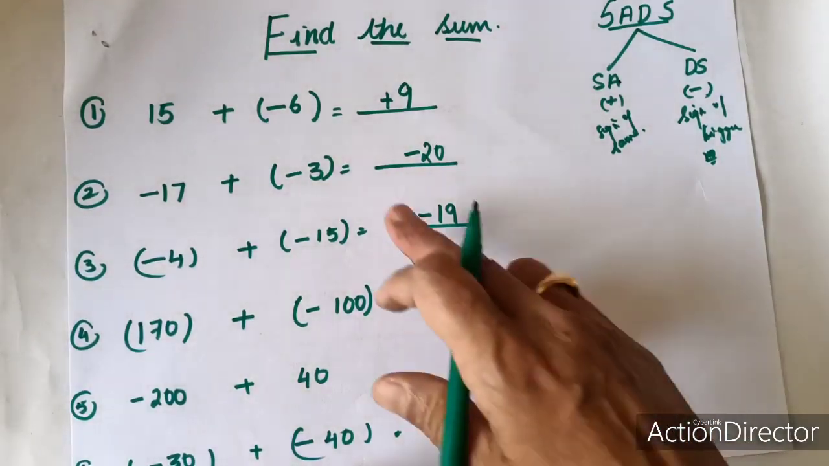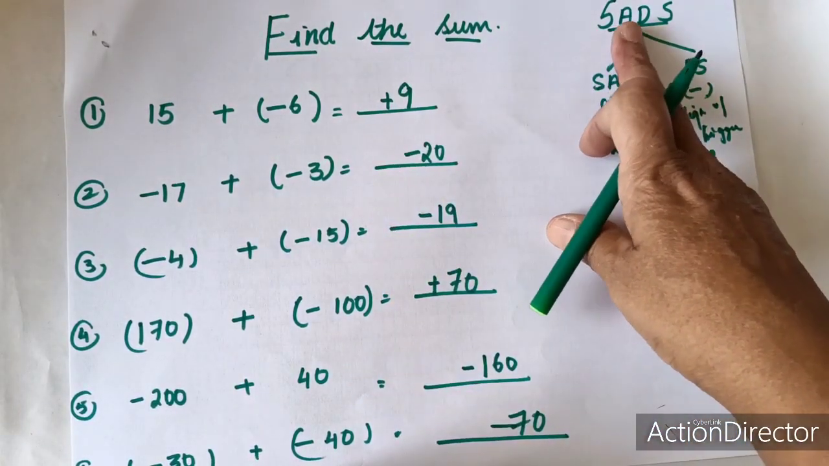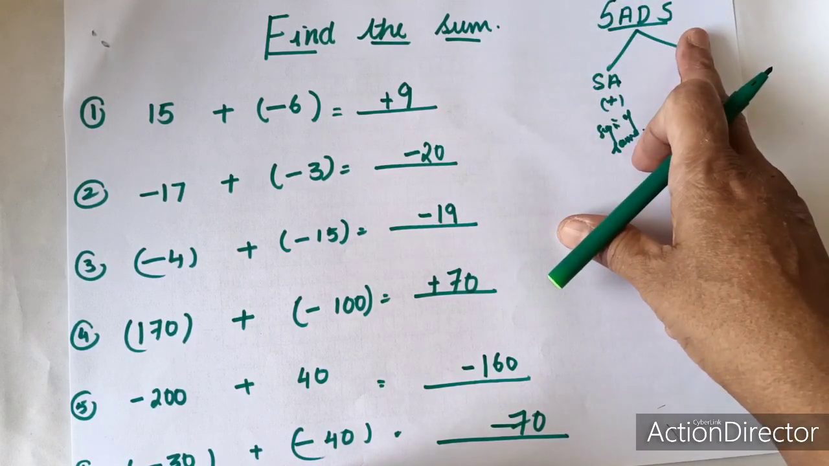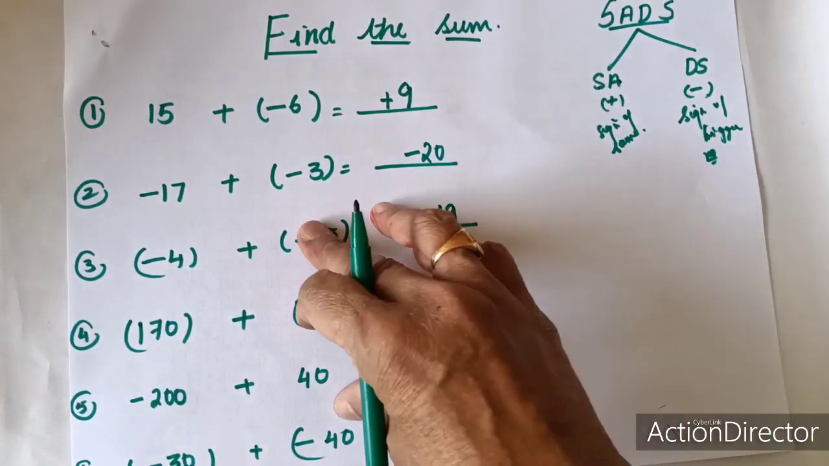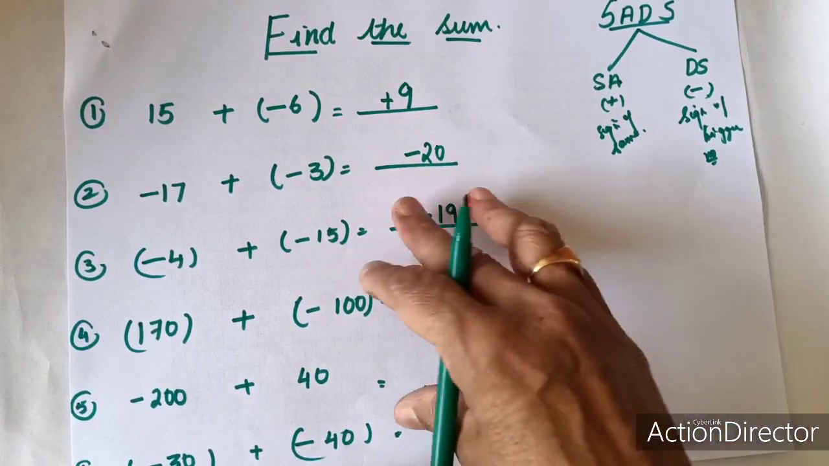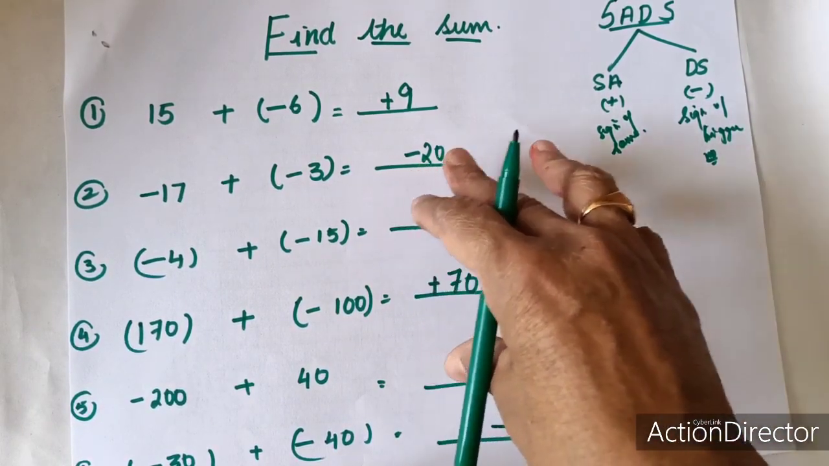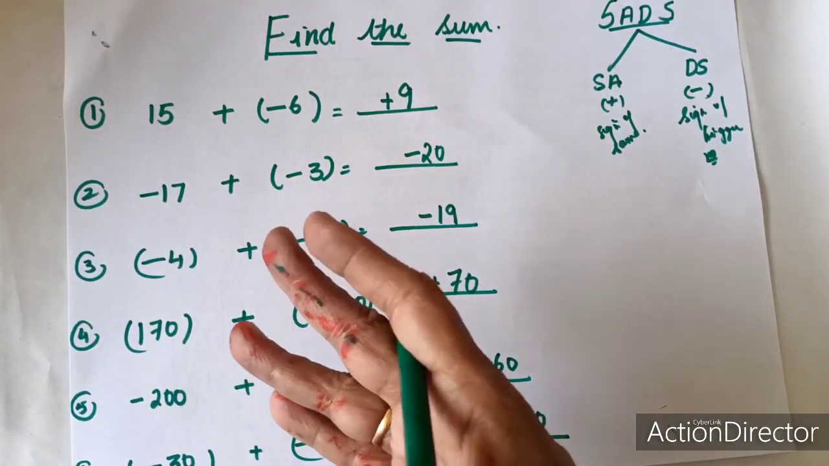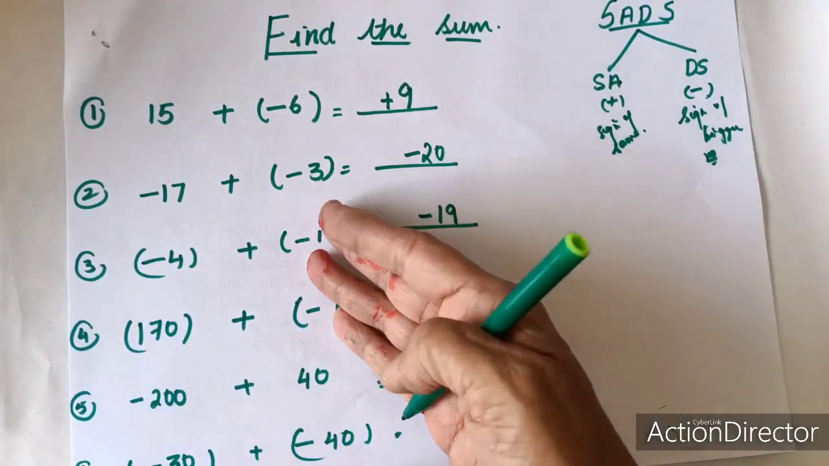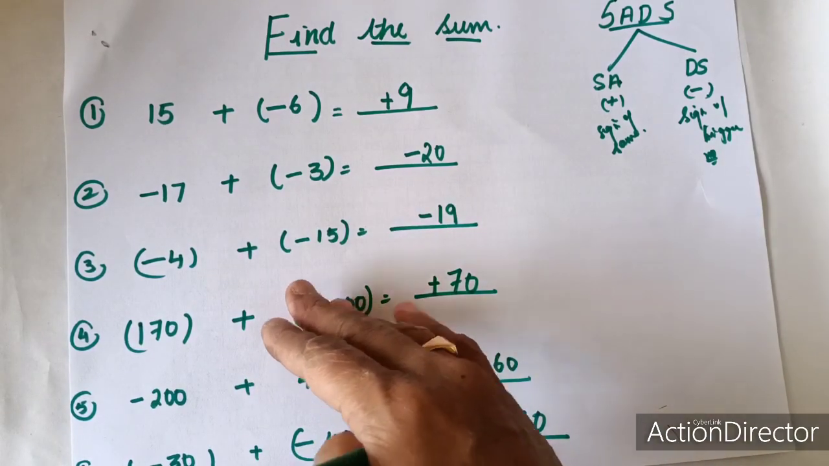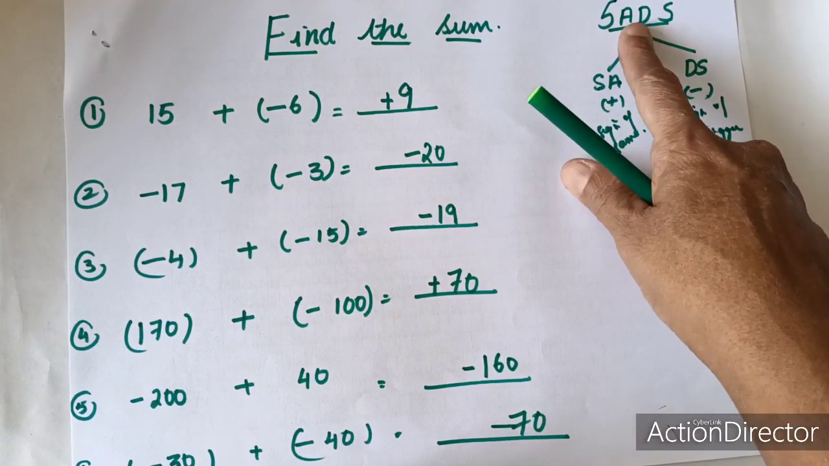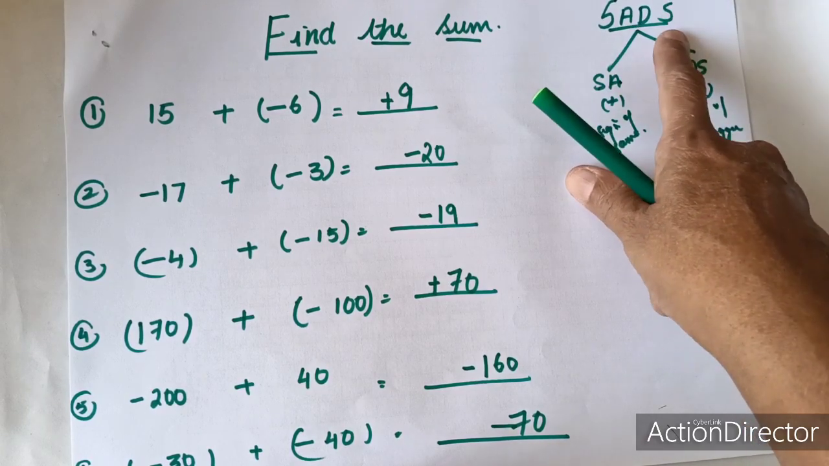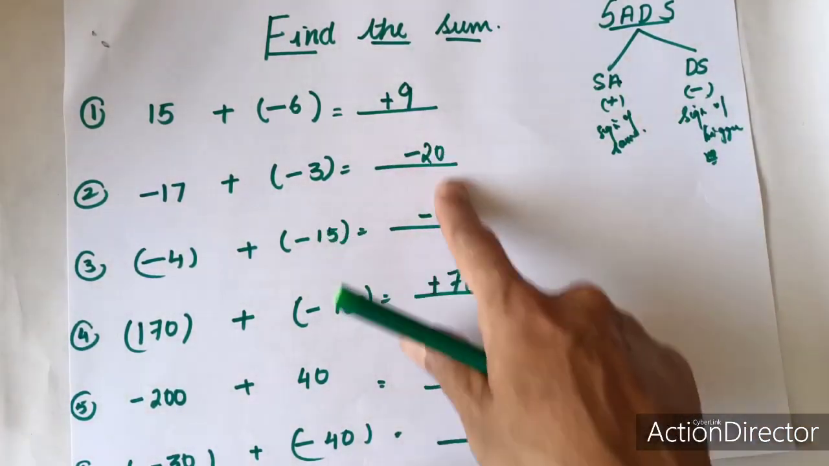Hope you have understood very nicely by this formula SADS. If you remember this word, it will be very easy for you. Do these calculations without keeping the caps. The caps were to understand the basic concept of integers. As you do more and more bigger numbers, we cannot keep so many caps. In that case we have to use this formula SADS: same sign add, different sign subtract. Hope you understood this concept.